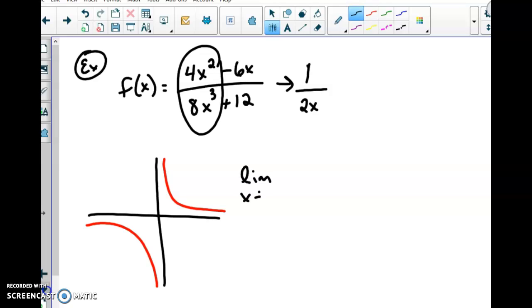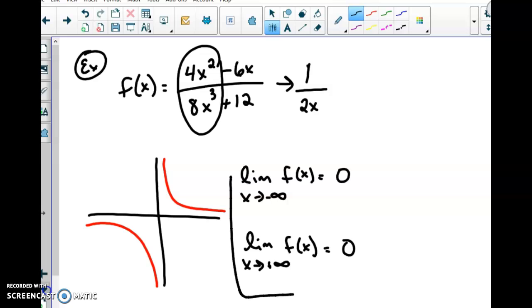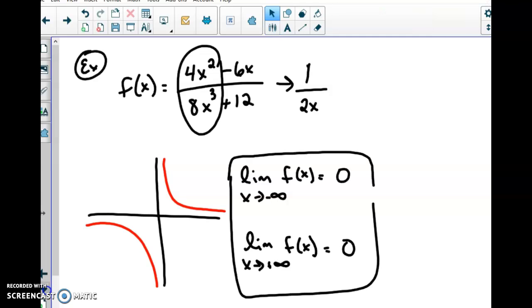So the limit of this one, as we're going towards negative infinity, is going towards 0. The limit, as x is approaching positive infinity, of f of x is also going to 0. By default, remember, end behaviors are the same thing as our horizontal asymptotes if they're going towards a certain point or a certain value. So that's our graphs of rational functions.